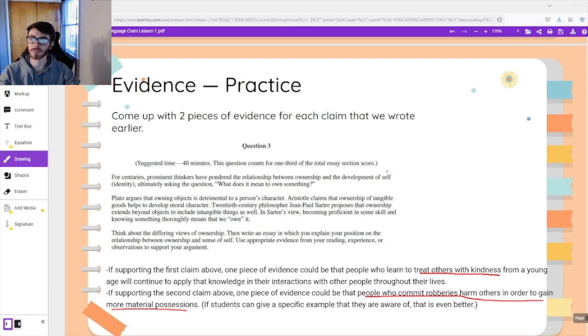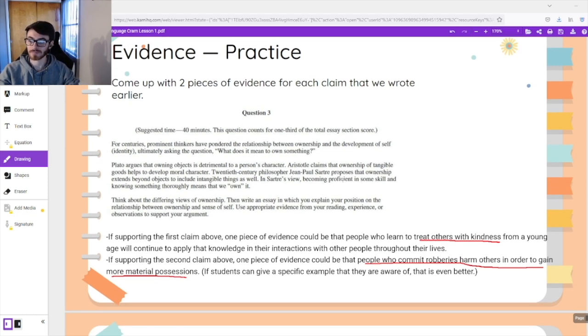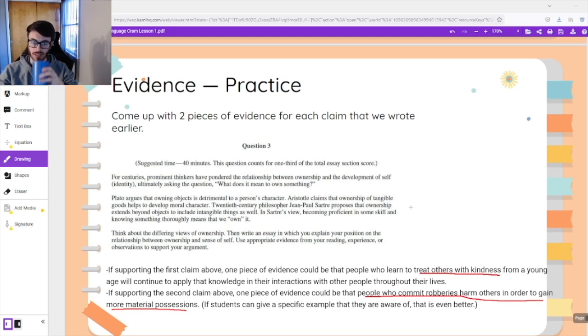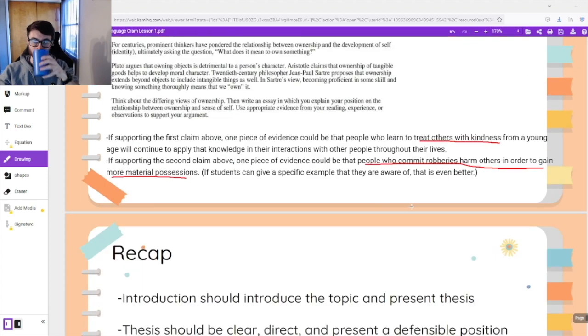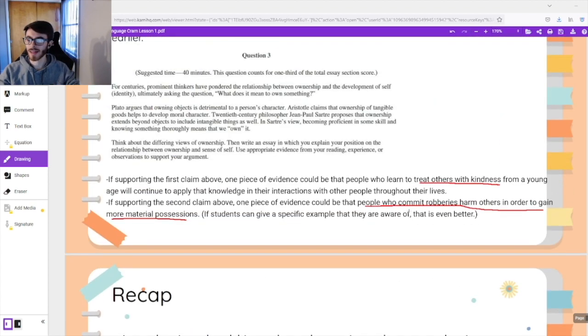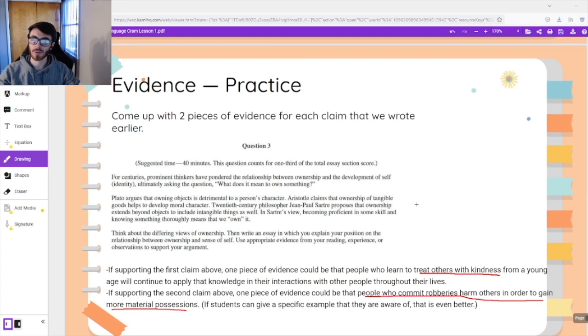Obviously, that's not possible in every single case, though, right? You don't have infinite knowledge in your brain of specific examples of things. But saying people who commit robberies harm others in order to gain more material possessions is really strong. Even stronger would be if you could give a specific example of that happening. So yeah, that is evidence. And that is pretty much all we are going to talk about in this first lesson.